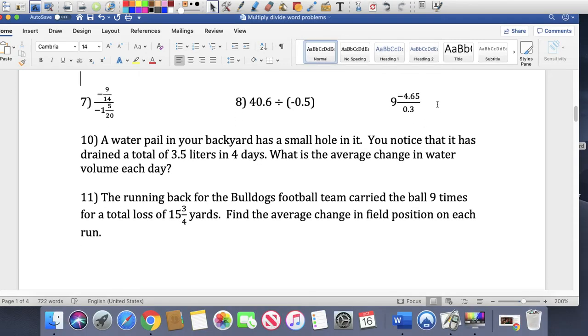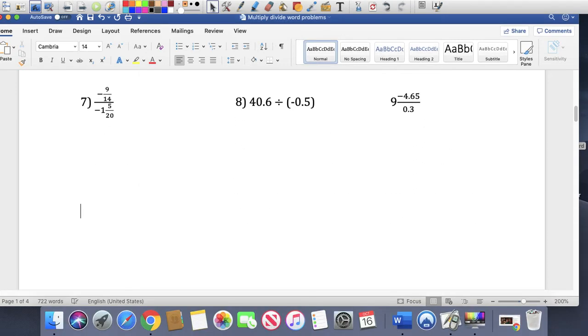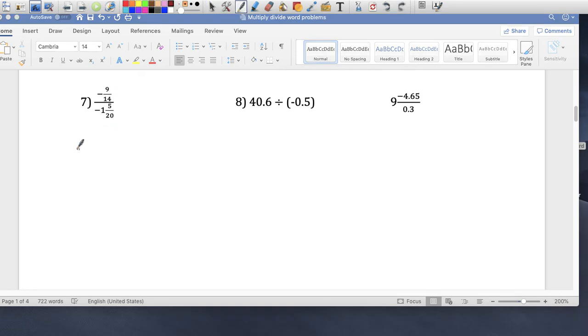7. And this is a complex fraction. It's a fraction on top of a fraction. So the only thing we have to do is, I think it's easier if we write this problem this way. 9 over 14 divided by negative 1, 5 over 20. So we change it, so I think it's easier to see it this way. We now can make our change, so it's negative.